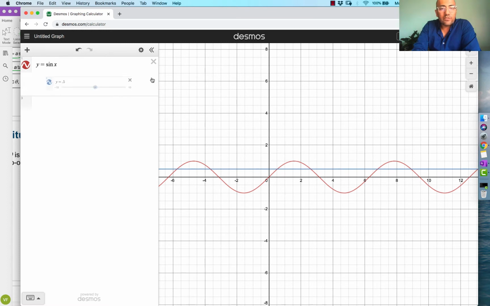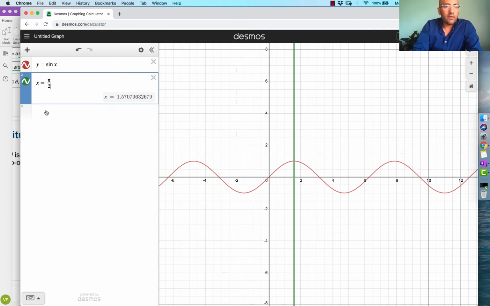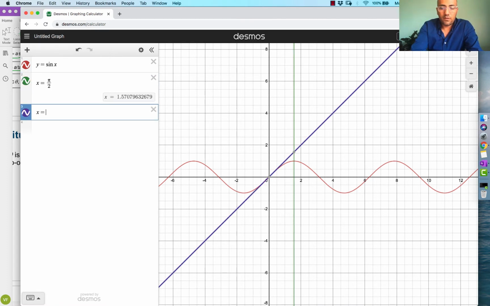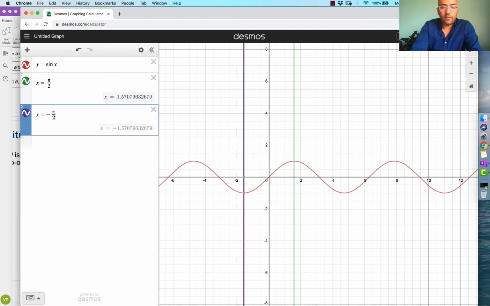That's why we restrict our domain to go from x equals pi over 2 to x equals negative pi divided by 2.